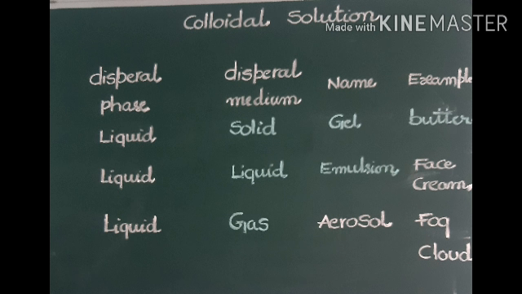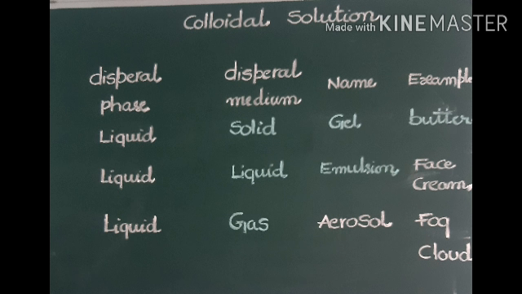And next, dispersal phase liquid. First one, dispersal medium is solid, and the type of colloidal solution is gel, best example butter. Second one is dispersal phase liquid, dispersal medium liquid, and the type of colloidal substance is emulsion, best example face cream.